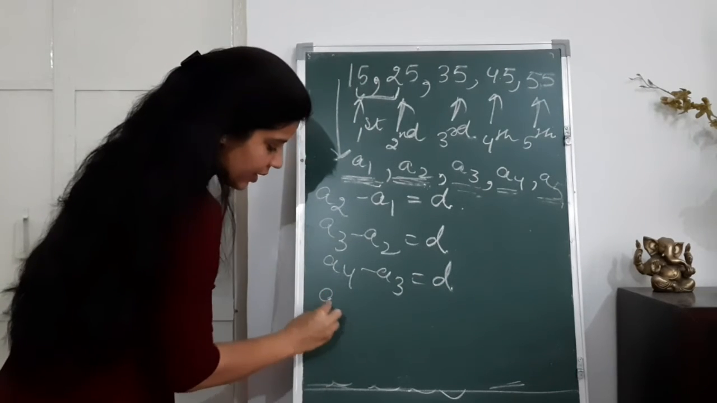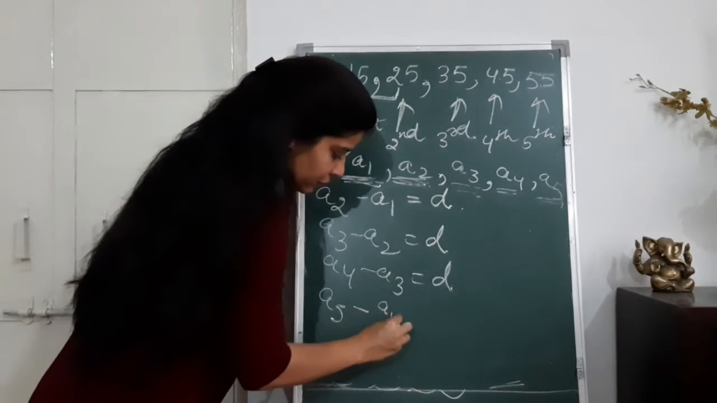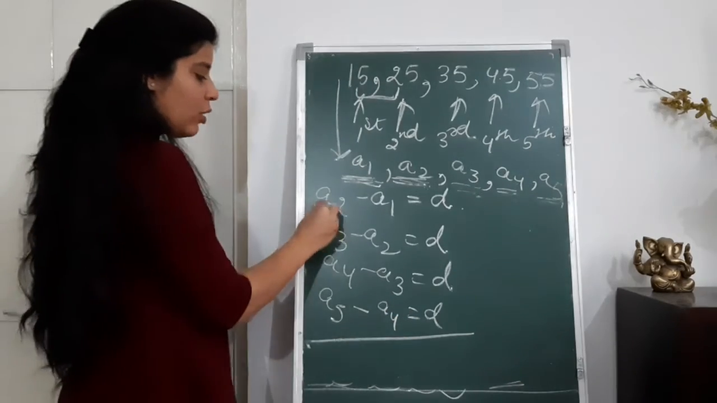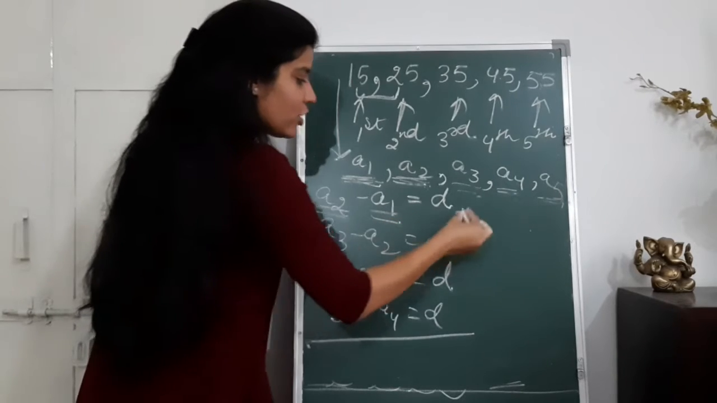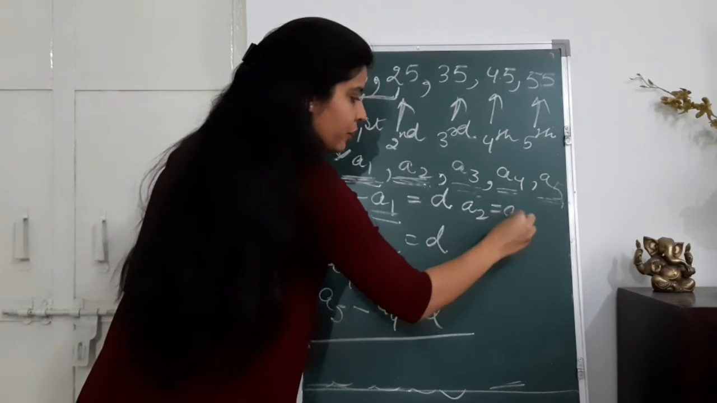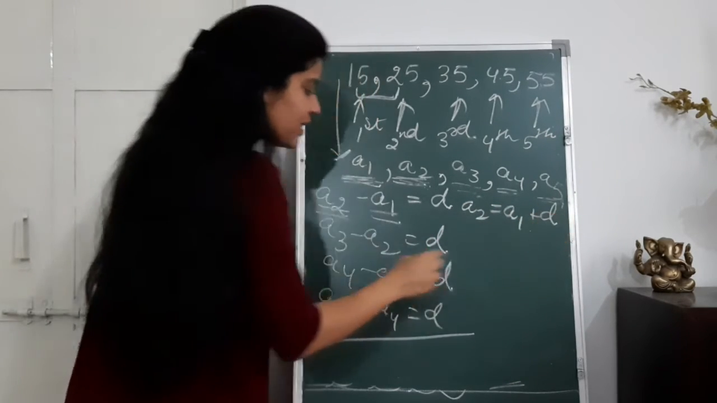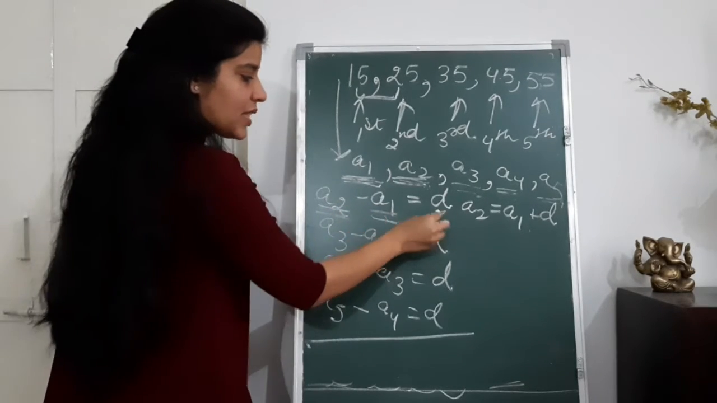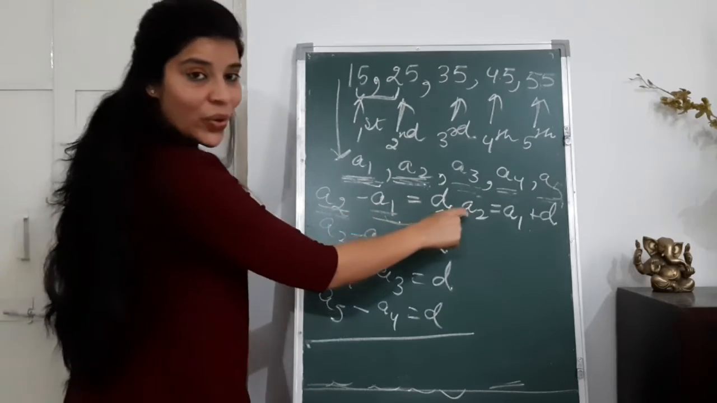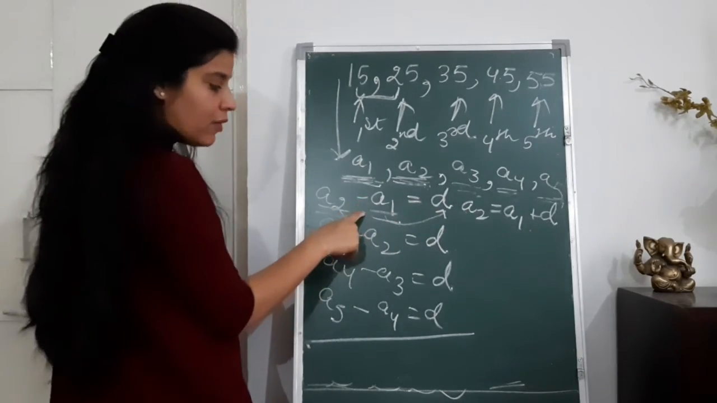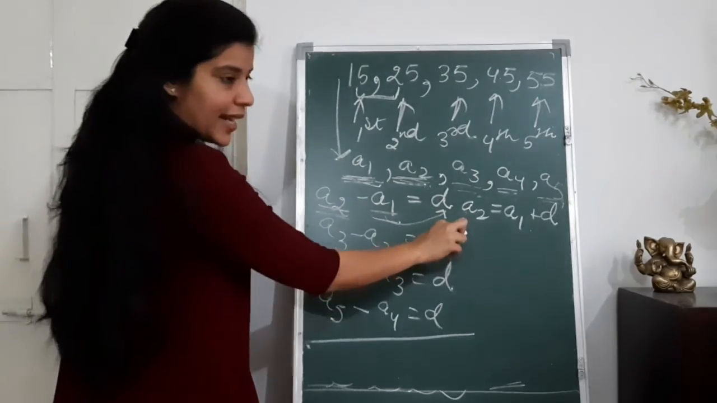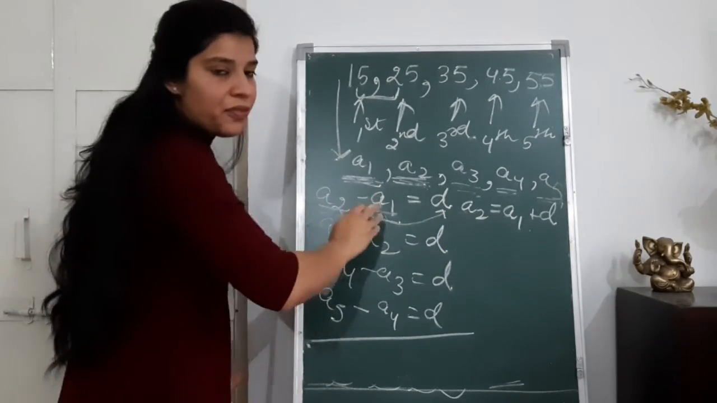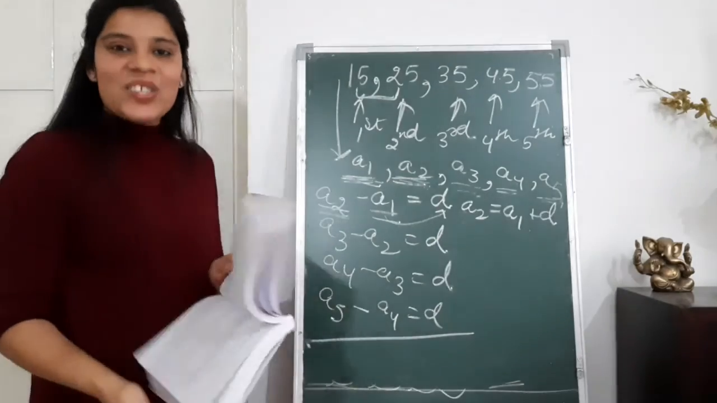Okay. A5 minus, got it? So now here can I write A2 is equal to A1 plus D from this equation? I'm just taking A1 from the left hand side to the right hand side, and you should know about this rule. When you take any term from the left hand side to the right hand side, its sign changes.